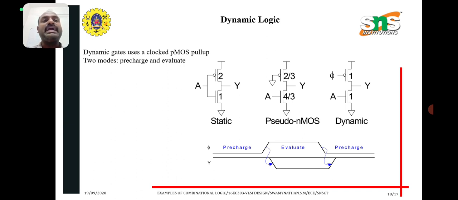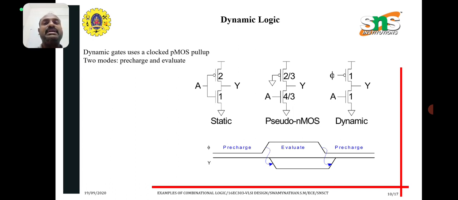And next for dynamic logic, we just remind you, pi is nothing but the clock. So here we give the clock to trigger the external input. 1 1 is the P by N ratio, and we can get the output Y. The dynamic gates use a clocked PMOS pull up. So there are two modes we are using: one is pre-charging, another one is evaluate.